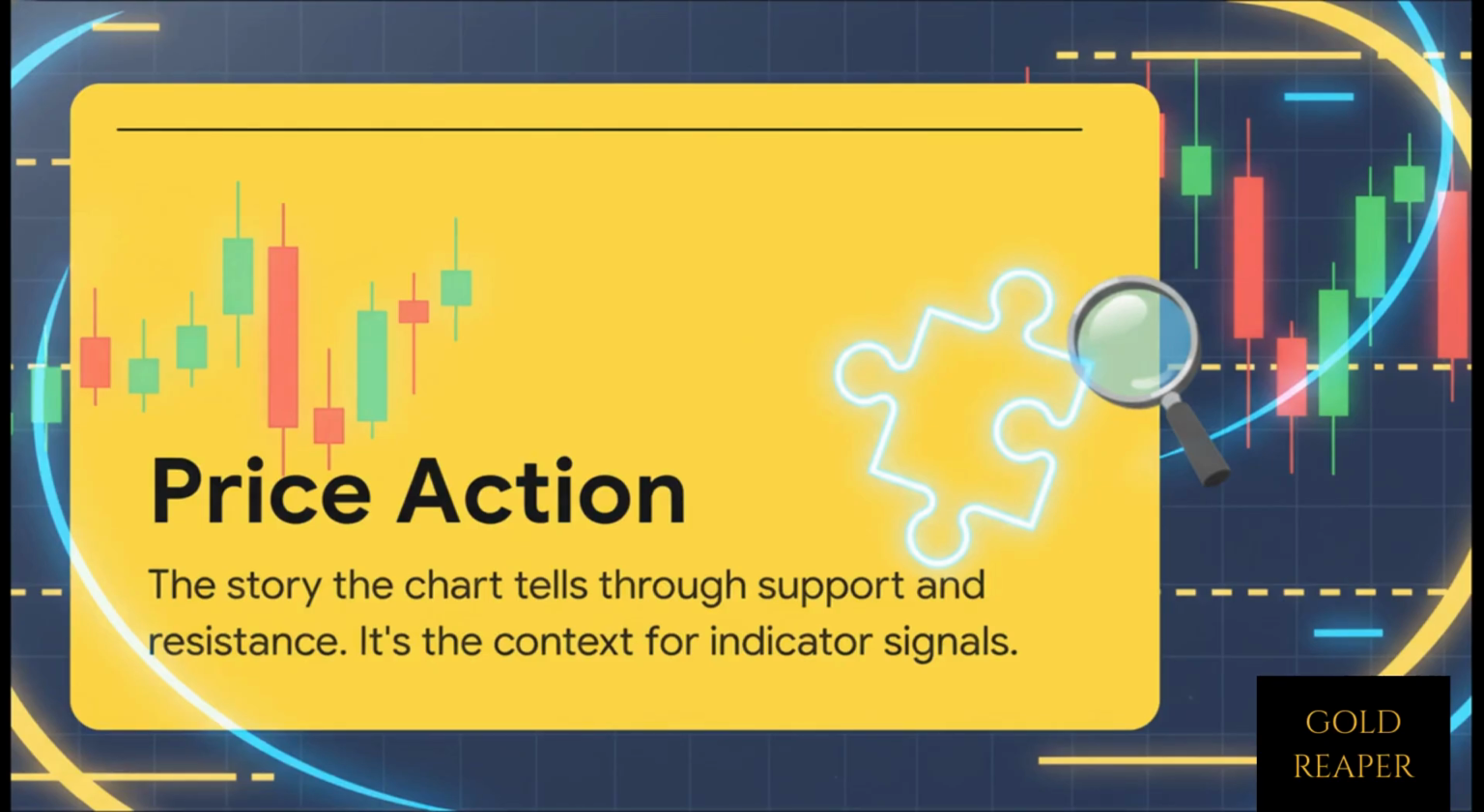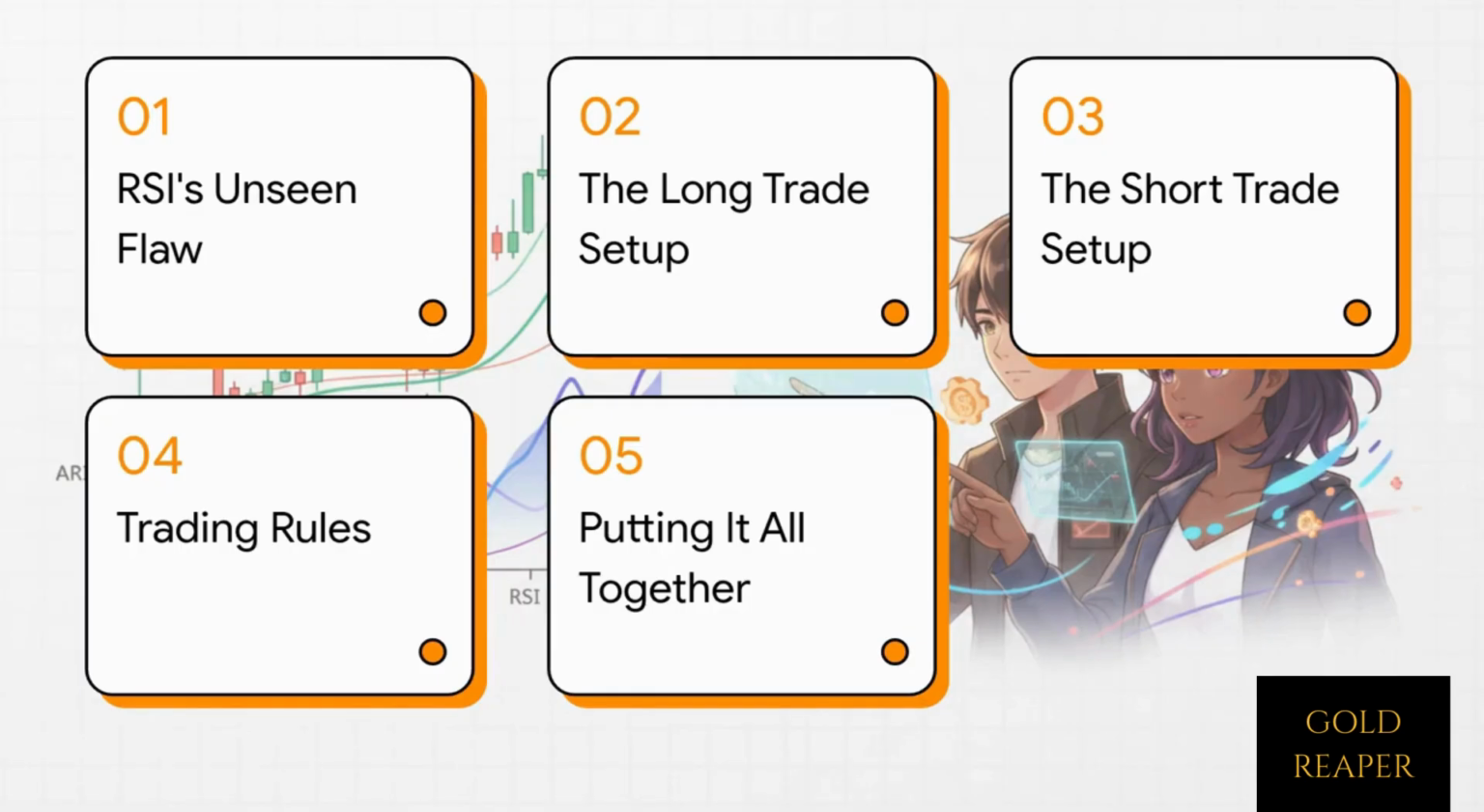Price action provides the context that turns a simple indicator signal from a wild guess into a genuinely high probability setup. So here's our game plan. First, we're going to expose the hidden flaw in how most people look at the RSI. Then, we'll build out a super clear, step-by-step playbook for both buy setups and sell setups. After that, we'll cover the crucial mental rules you need to trade this system effectively. And finally, we'll wrap it all up into a powerful framework you can start using right away.